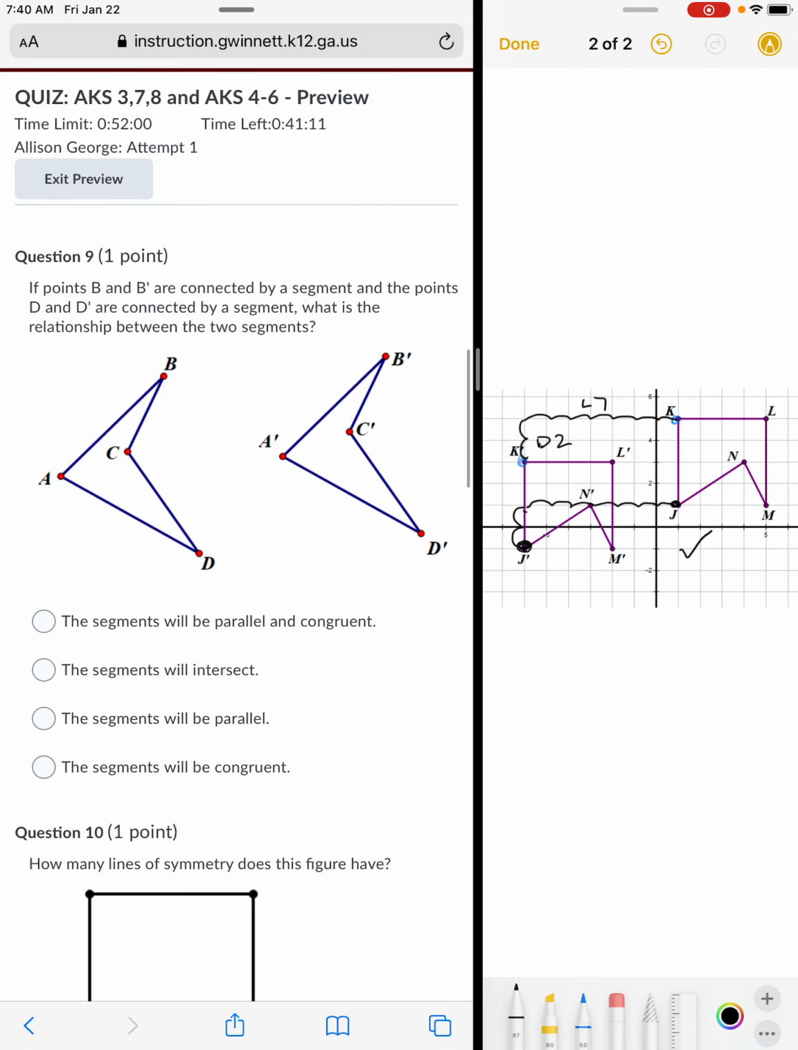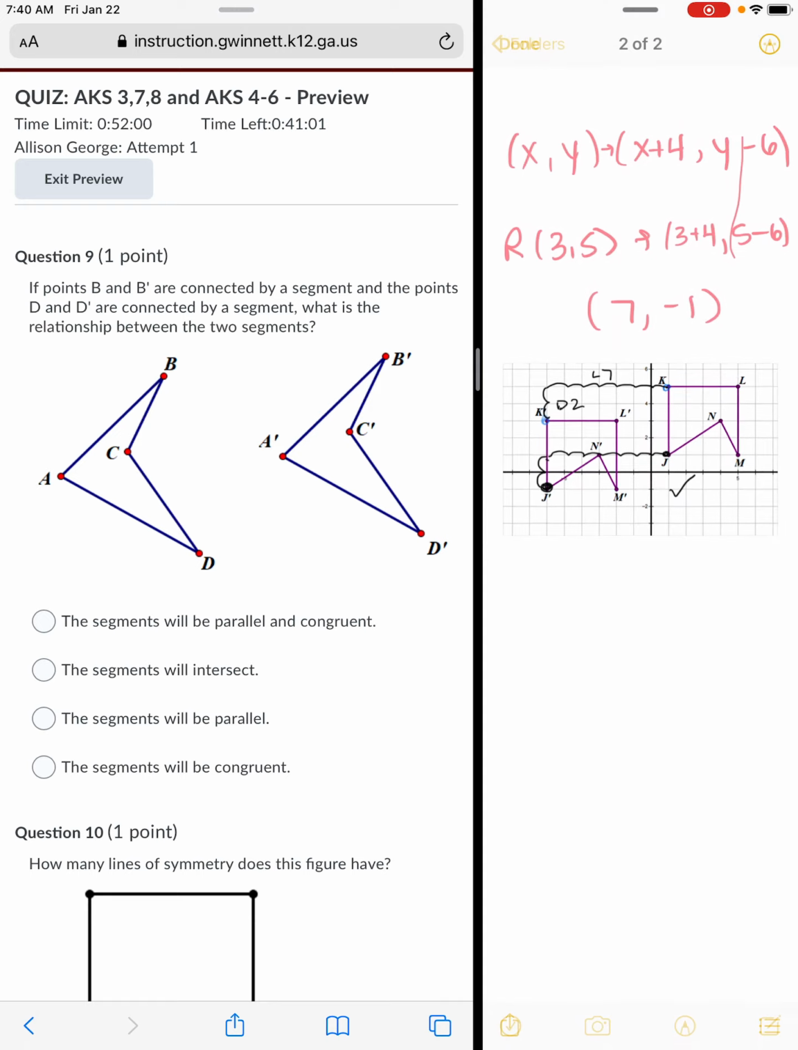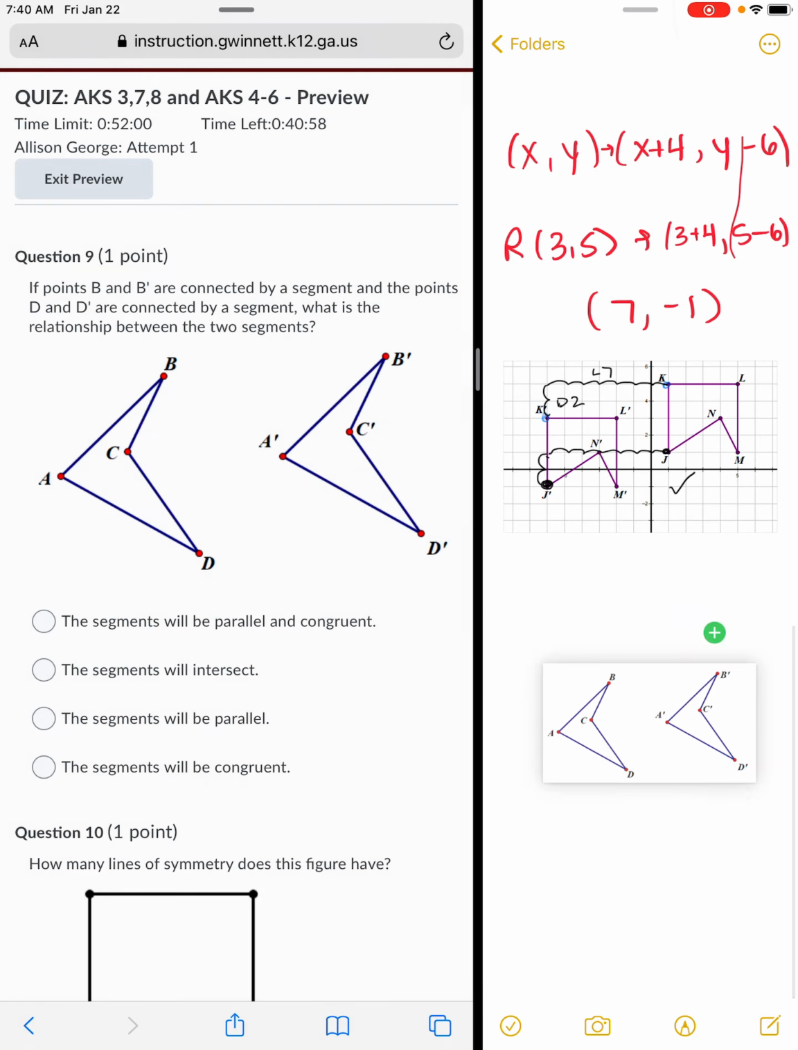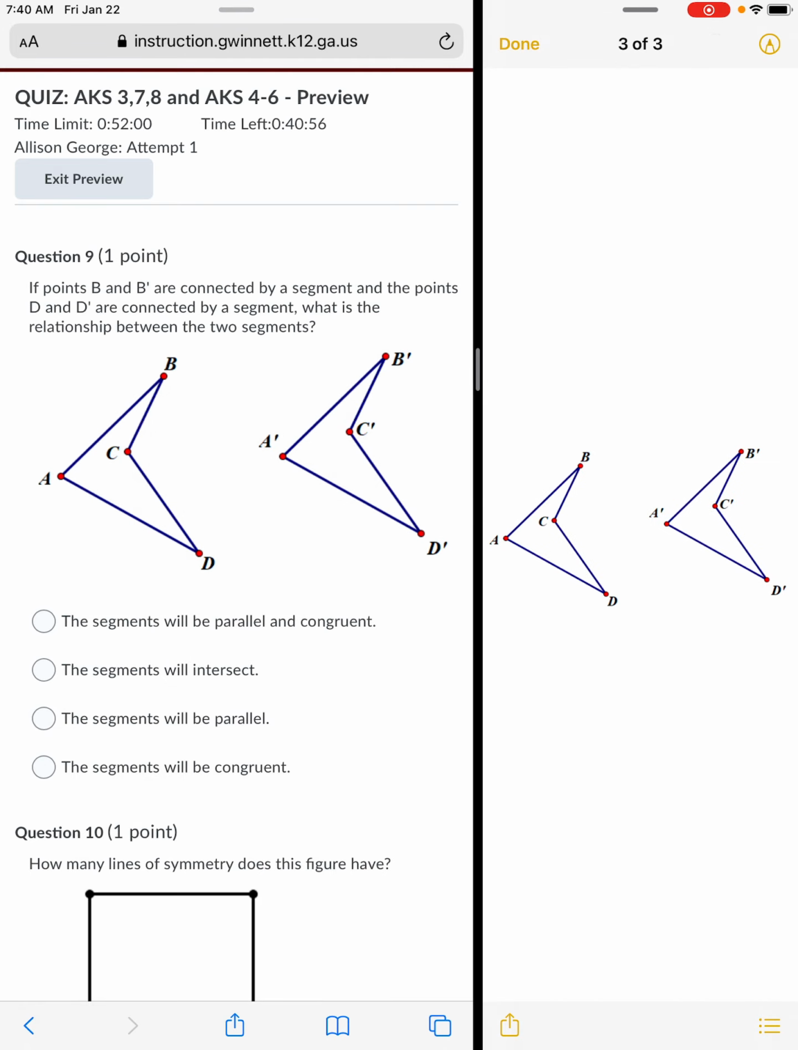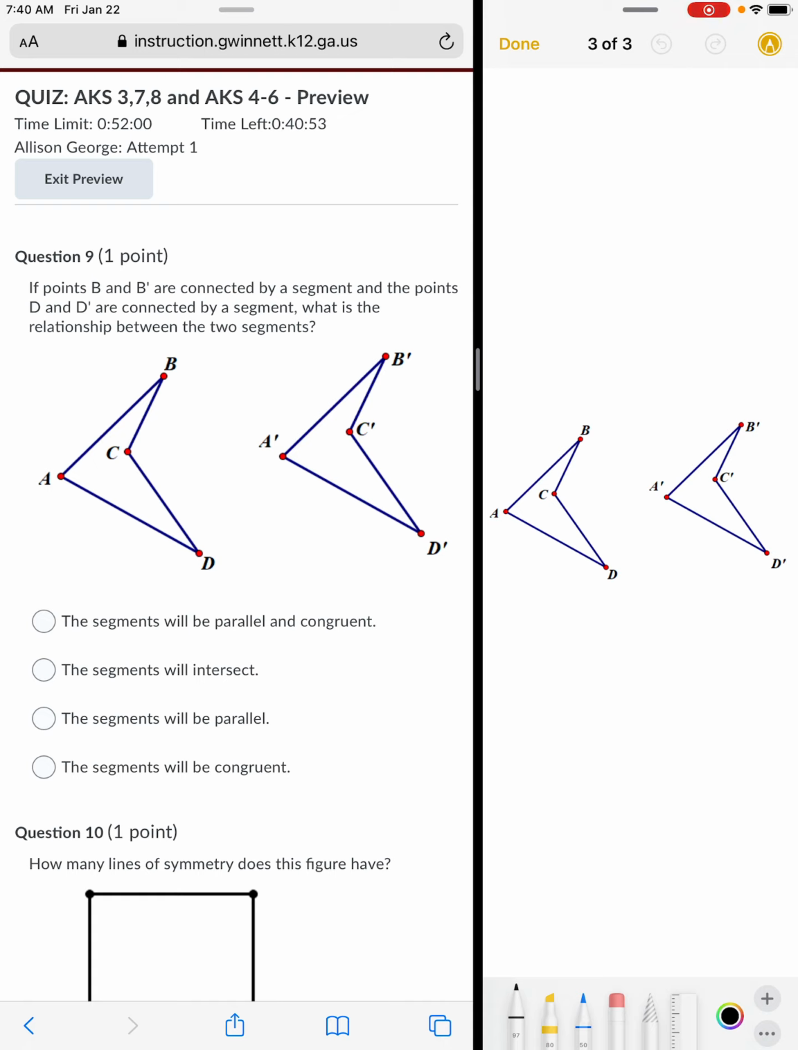All right, now on to the second one. It says, if B prime are connected by a segment and the points D prime are connected by a segment, what is the relationship between the two segments? So we could actually connect them and see what we think that they look like. So let's see, B prime is here and D prime is here. These two segments do not intersect each other. So we know that they must be parallel, but they also look to be about the same size. How can we tell for sure?